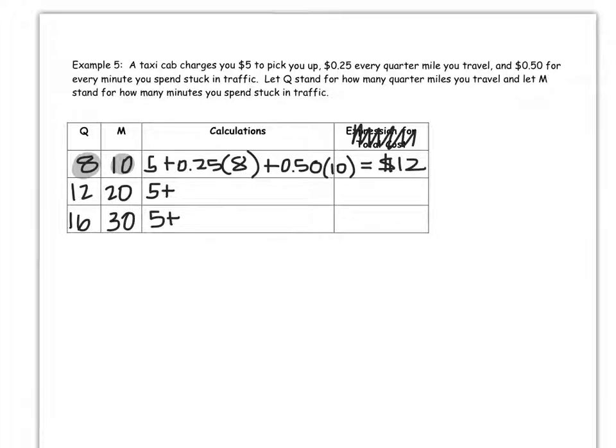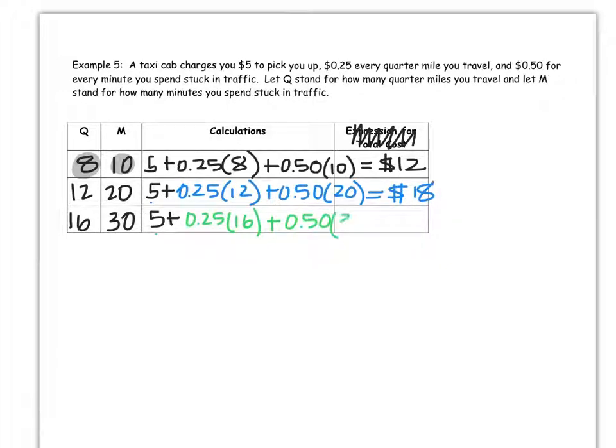All right, we're going to do the same thing now. I'm going to just switch colors so we can see with 12 and 20. This taxi driver charges $5 just to pick you up. Then we add to that 25 cents. This time we traveled 12 quarter miles plus 50 cents for 20 minutes stuck in traffic. And if we actually do this math out, you'll get $18 for this one. And then I'm going to do the last one, $5 just to get picked up, plus 25 cents. This time we traveled 16 quarter miles, plus 50 cents for 30 minutes. And if you do the math out for this one, you should get $24. So this makes sense: when we are in the car for longer trips and for more minutes, we have to pay more to the cab driver.